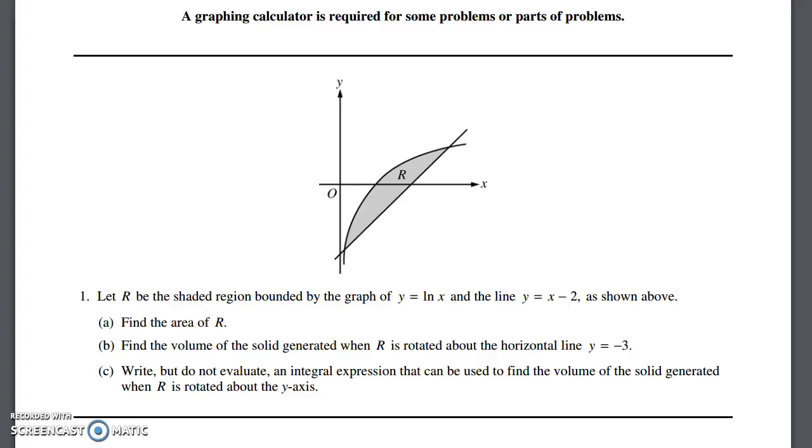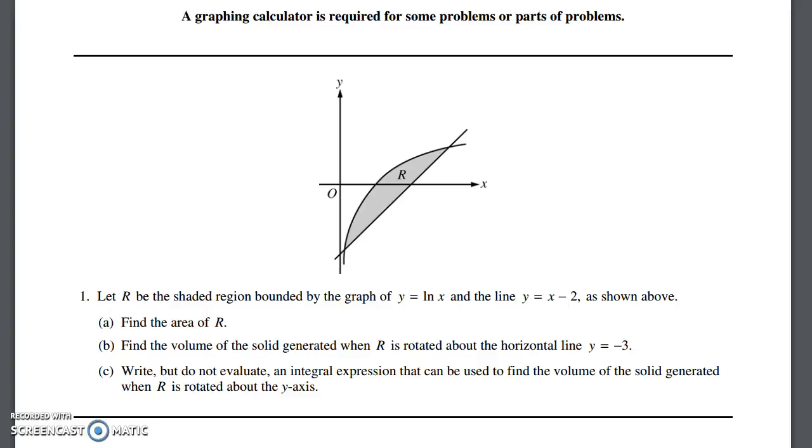This problem requires the use of a graphing calculator, and Wolfram Alpha will be my graphing calculator, and I will explain how to do it on your own handheld graphing calculator. Now, to find the area of region R, you have to find where the graphs of y equals ln x and the line y equals x minus 2 intersect. You have to do this so you can find the bounds of your integral, and you can just integrate the top curve minus the bottom curve and get your answer.